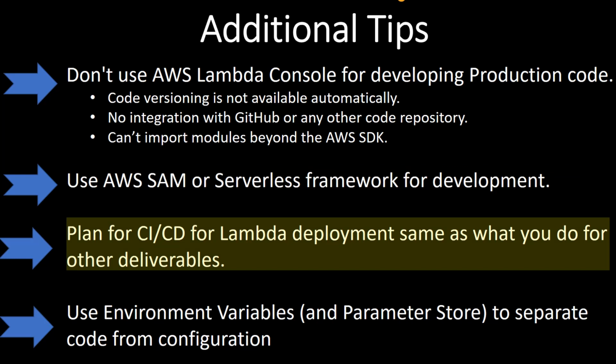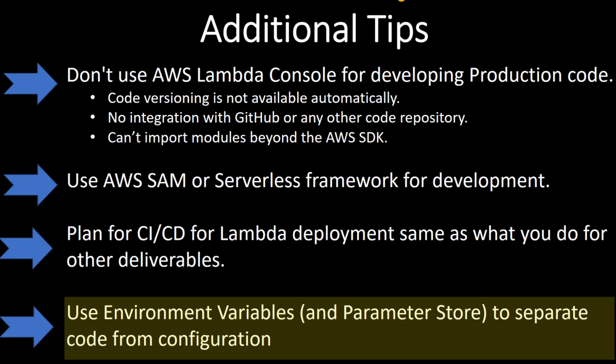The next one is that you should plan for continuous integration and continuous delivery for Lambda as well, like you do for all the other deliverables you have, because that will give you a way of pushing your code to production fast. The last tip I have is to use environment variables extensively to separate your code from the configuration. You should not hard code your configuration or properties in your code, especially secret credentials. You should use either environment variables with the encryption helpers, or some permanent store like SSM or any other secrets manager you want to use. You can use that, but don't put your configuration in the Lambda code.